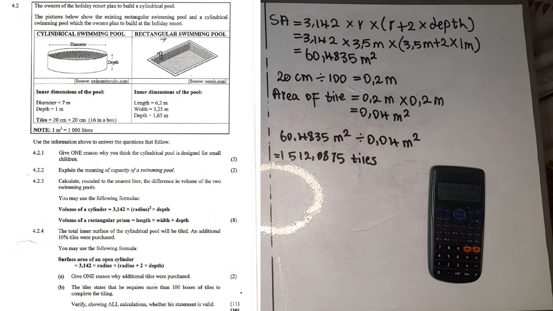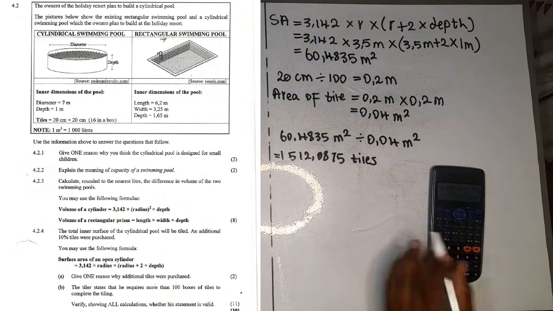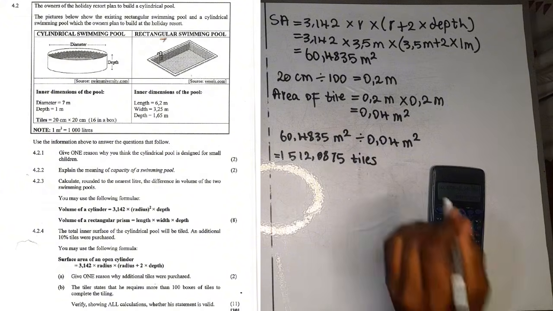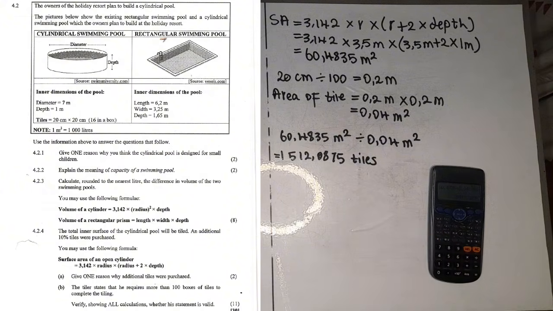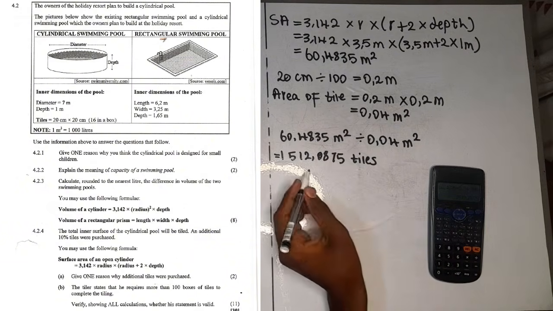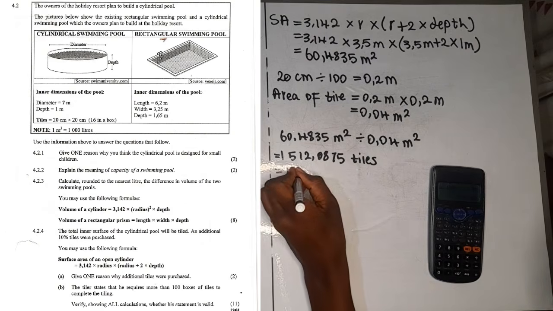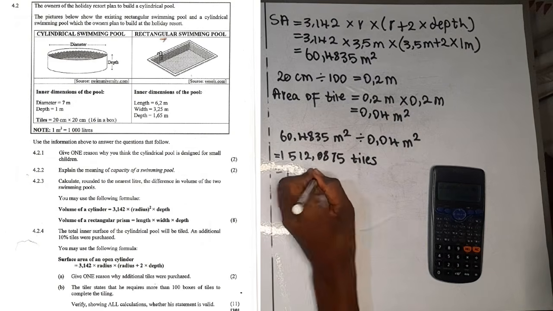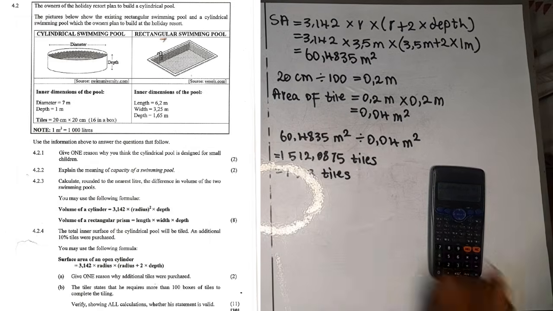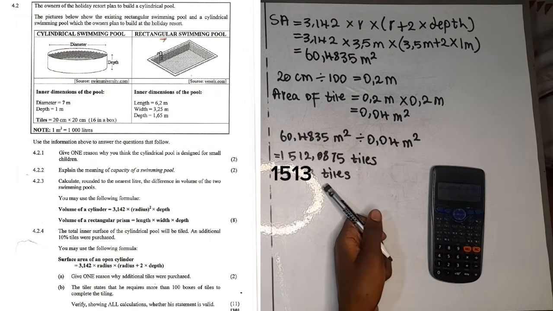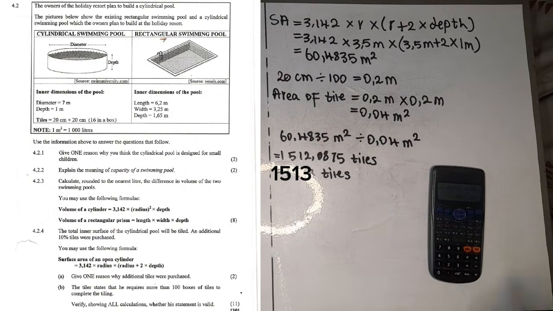So this is the number of tiles, and remember that we cannot have the number of tiles as a decimal. It needs to be a whole number. So that means that we have to round up. And I also need you to note that every time you do any calculations regarding tiles, you have to round up, because when it comes to tiles, we'd rather have extra tiles than have a shortage, right? So that means that the number of tiles here will be 1513 tiles. Okay, so this is the number of tiles that are going to be needed to cover the surface area of the swimming pool.